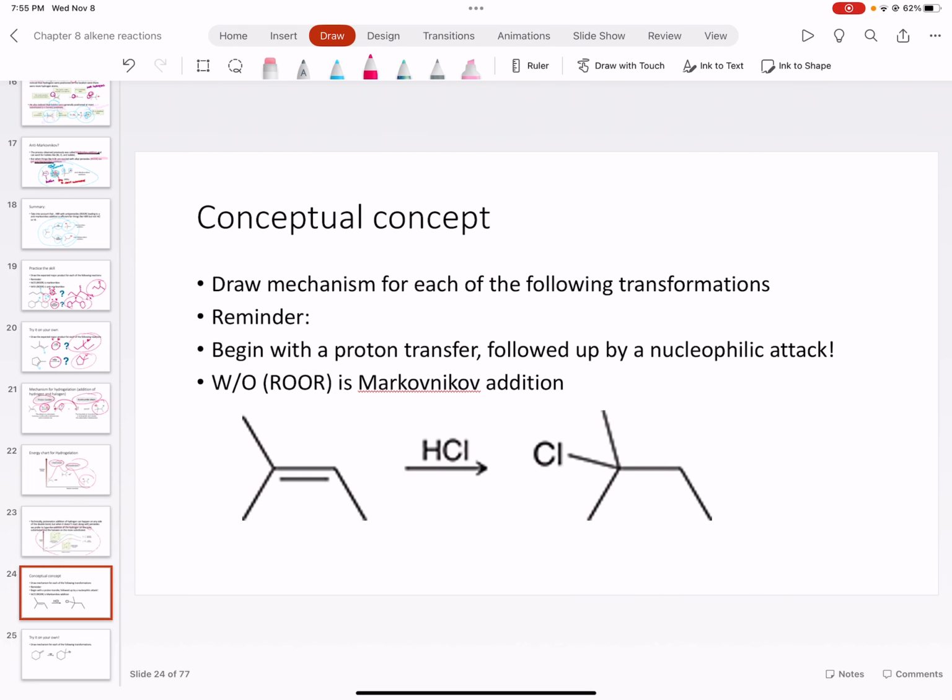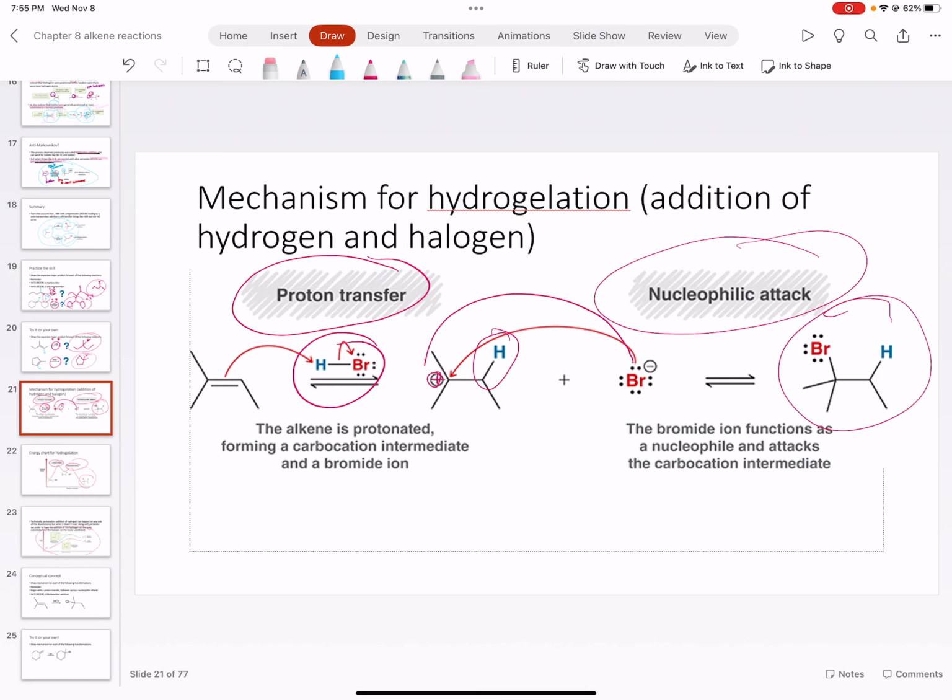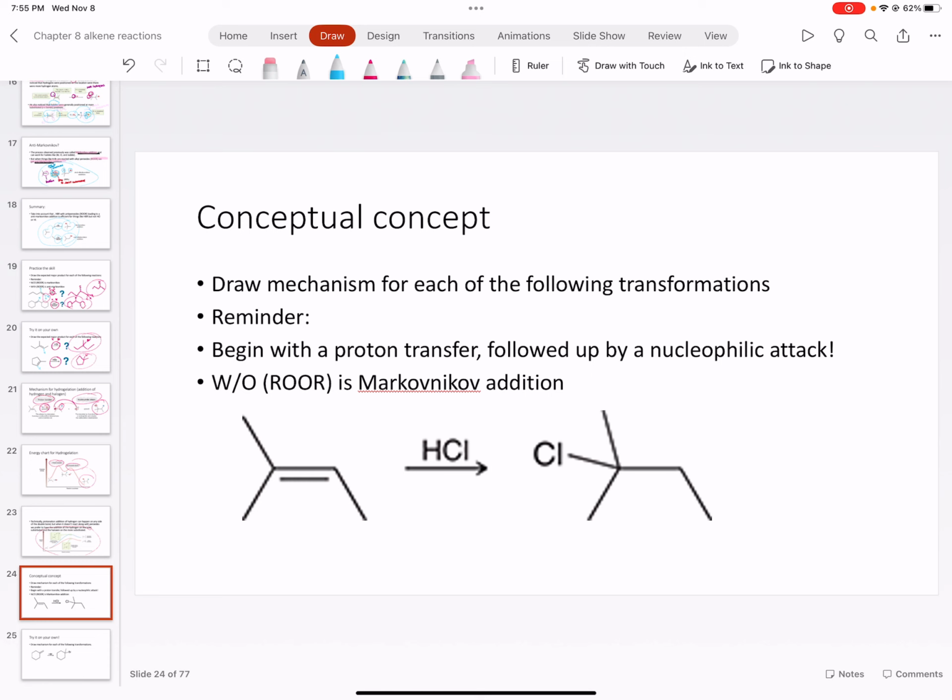Now, conceptual practice. Draw the mechanism for each of the following transformations. Remember, we will begin with a proton transfer, followed by a nucleophilic attack. Without RO-OR is Markovnikov addition. So then it's just going to be like this one that we showed. So I am just doing different ways for you.